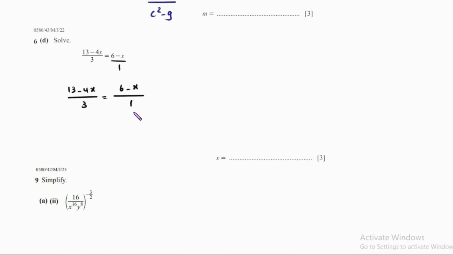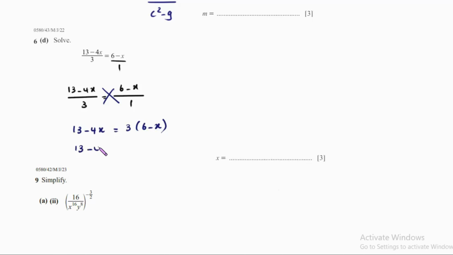So when we have something like this, like I explained previously, we should always make use of cross multiplication to solve this. As long as you have one fraction on either side of the equal sign, we can make use of the cross multiplication to solve it. So 13 minus 4x times 1 is the same 13 minus 4x. This is equal to, using this 3, I need to multiply this 6 minus x. So I need to solve this.